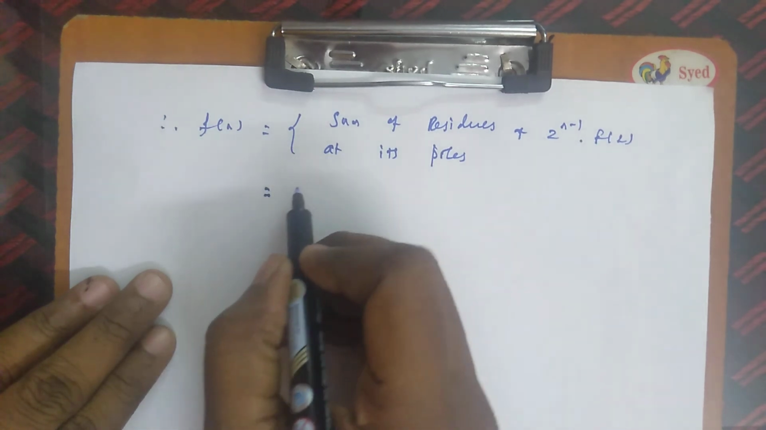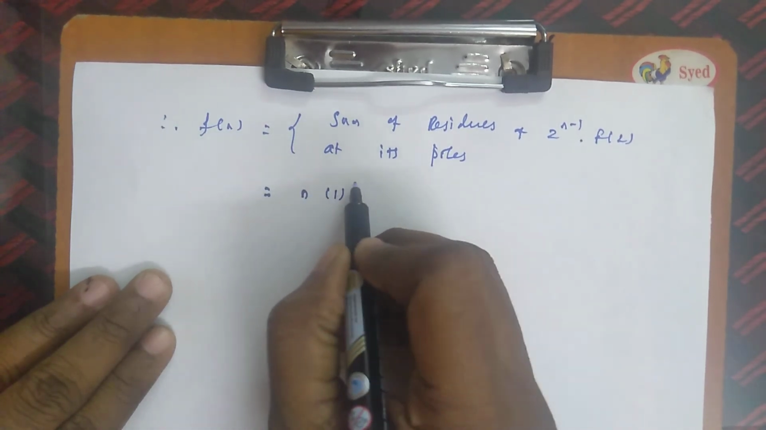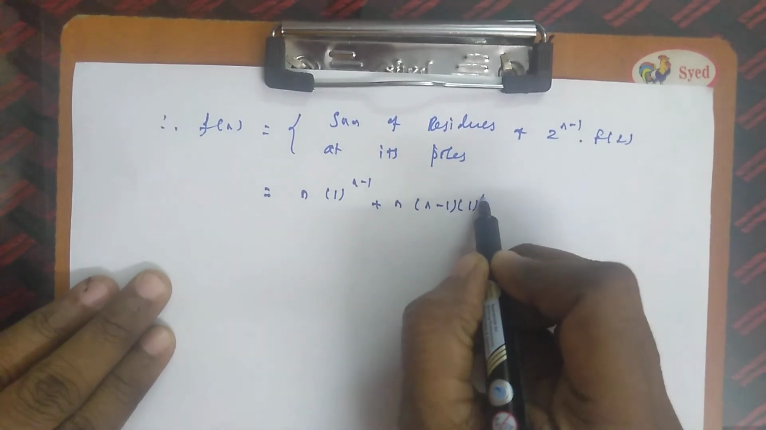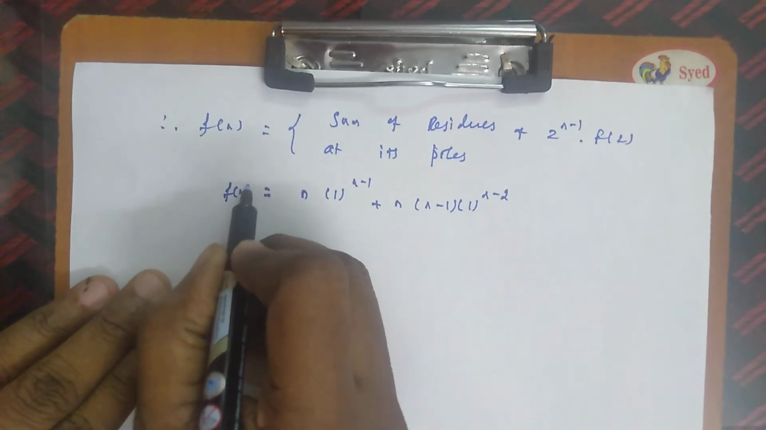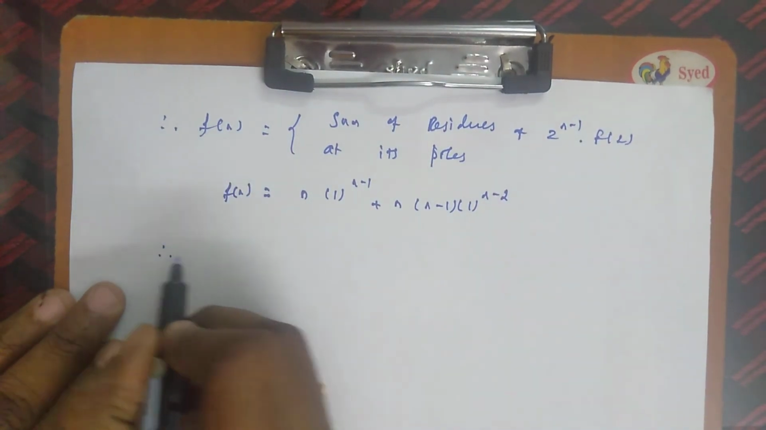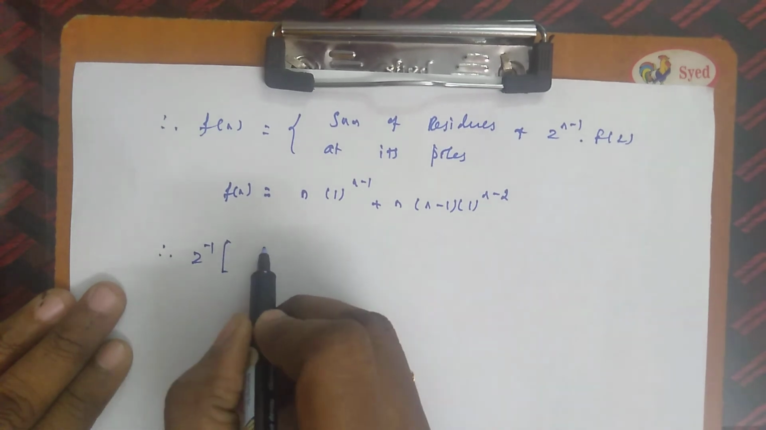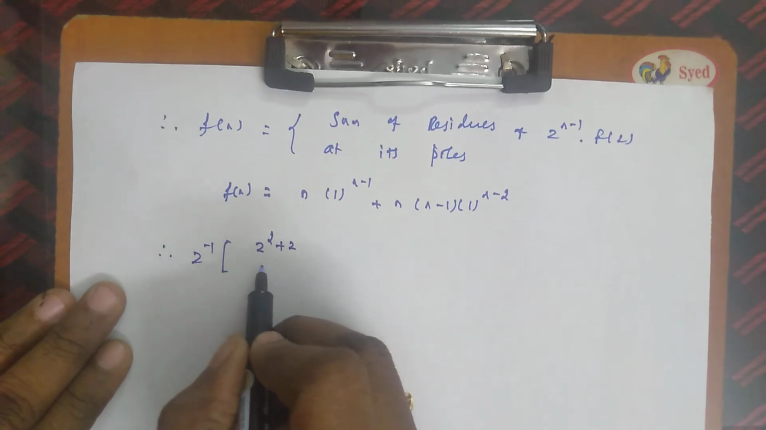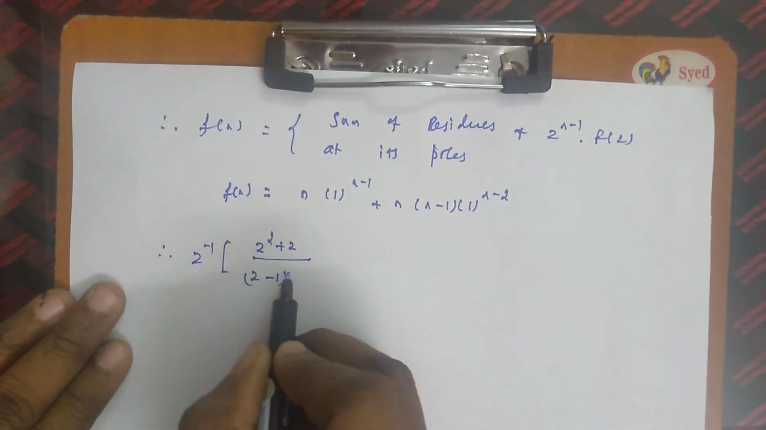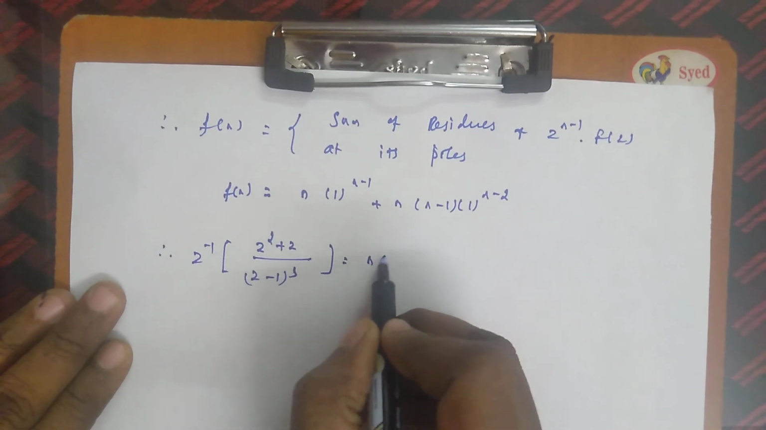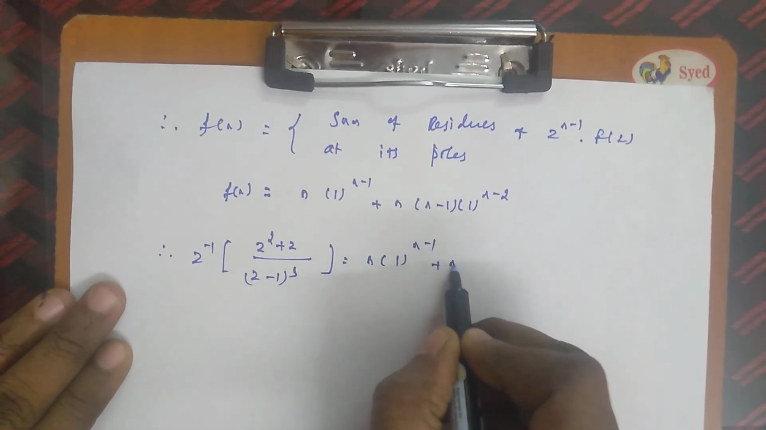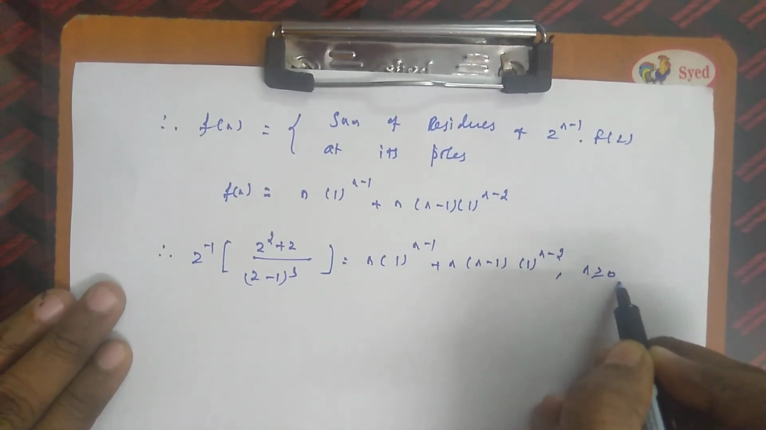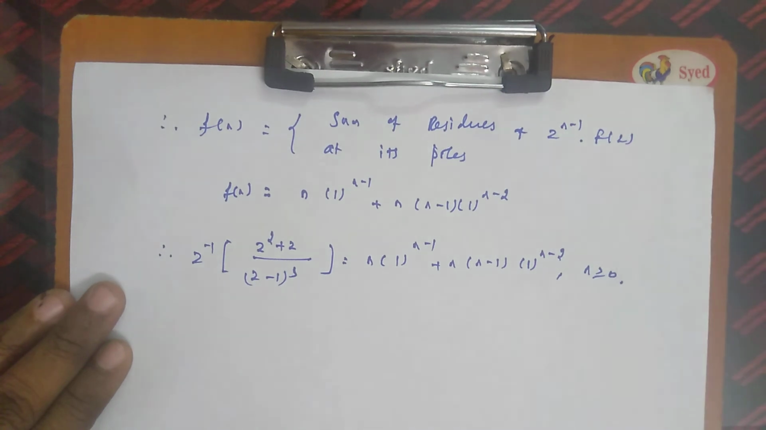So which is equal to, now we got the residue answer. Here we have to write n into 1 power n minus 1 plus n into n minus 1 into 1 power n minus 2. This is our f of n. Therefore, what is our answer? Z inverse of, what is in the question? Z inverse of z square plus z divided by z minus 1 the whole cube equals n into 1 power n minus 1 plus n into n minus 1 into 1 power n minus 2, where n is greater than or equal to 0. So this is the answer for the given question.